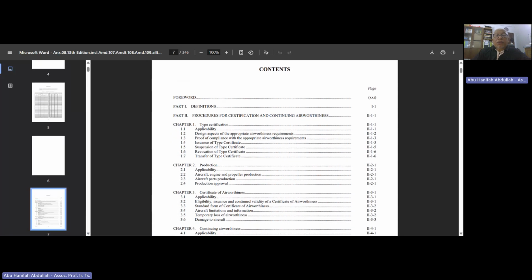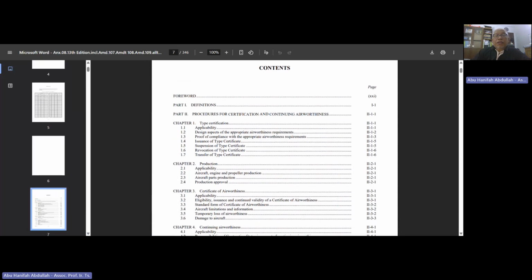So look at chapter 1, which is talking about type certification. These procedures are the procedures on how to get the type certification of an aircraft engine and propeller. This is a detailed procedure. These are the standards and recommended practices for the state to issue the TC, and also to transfer the TC, to revoke the TC, to suspend the TC.